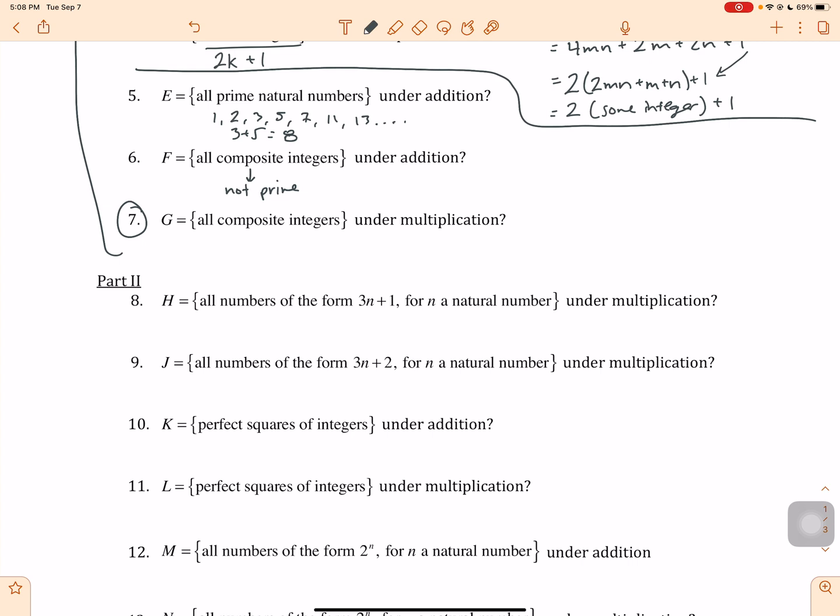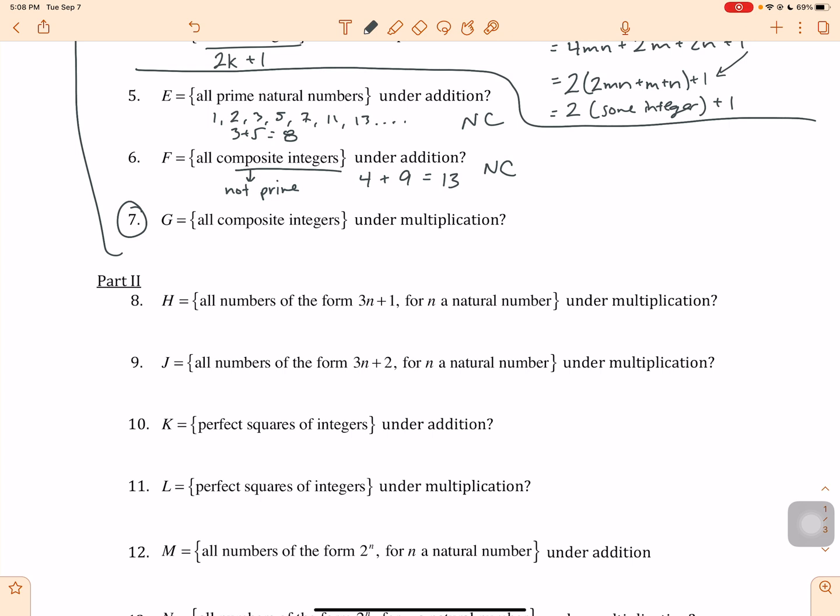So if I add 2 composite integers, so like 4 is a composite integer, and, trying to think here, 9, okay? 9 is a composite integer. These each have factors other than 1 and themselves, right? 4 has 2, 9 has 3. This equals 13, and 13 is prime, not composite. So this one's also not closed. I'm just going to write NC, NC, not closed, not closed.